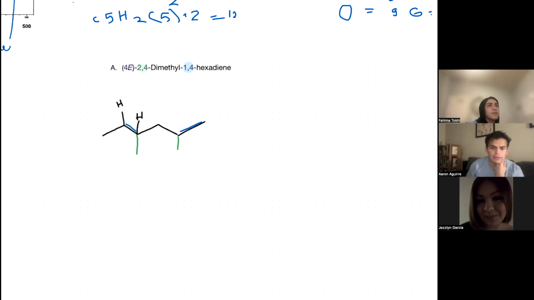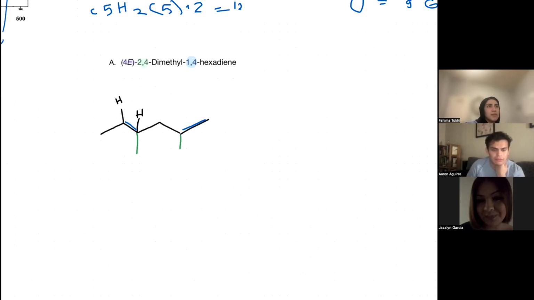So E is the same as cis, right? E is same side. They are on the same side. So because we have our double bond, and on opposite sides we just pick our biggest groups. So the biggest group is this methyl here instead of the H. Wait, I thought the E was opposite sides. Oh, E is trans, opposite. I'm sorry. You're right. E is opposite. I forgot. Z is the same.